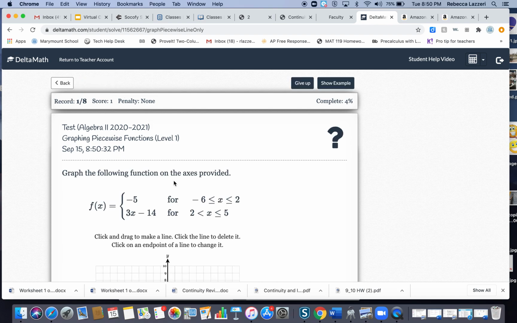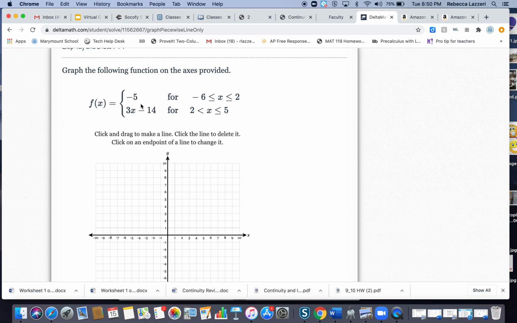Let's do another one. Alright, this one, the y value, f of x equals, or y equals -5 this entire time. If I fill in -6, I get this number -5. So let's start there at (-6, -5), and it stays that way all the way until I'm dragging the cursor all the way until I get to x is 2. So from -6 to 2, it tells you over here what your answer will be, which is -5.